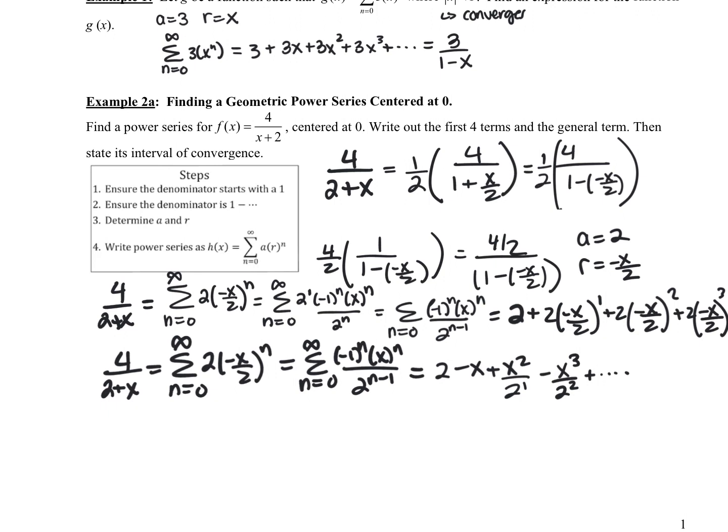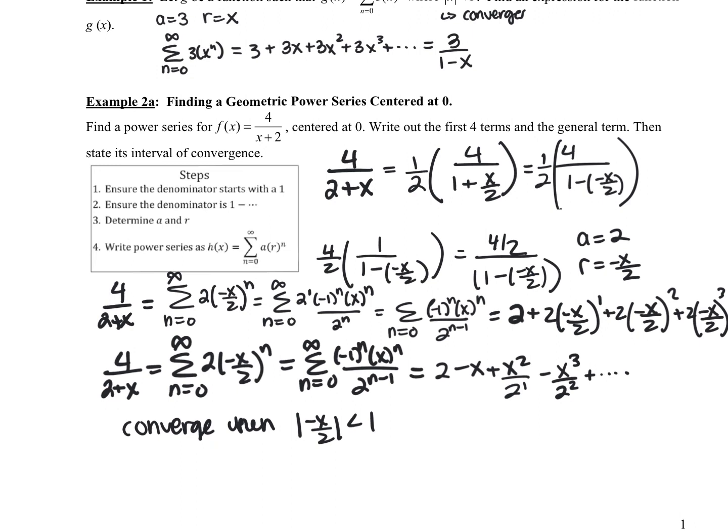So, general term, first four terms, and now they asked us for the interval of convergence, right? What kind of series is this? Geometric. When does a geometric series converge? When the absolute value of r is less than 1. What's our r here? Negative x over 2, right? Wasn't our r here negative x over 2? So this will converge when the absolute value of negative x over 2 is less than 1.